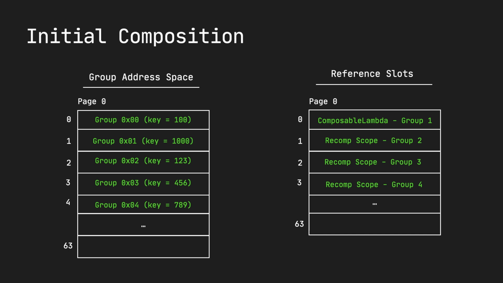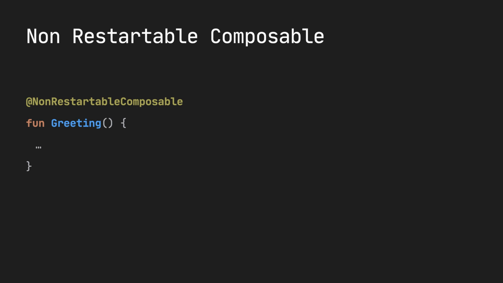So now let's look at other things that come into play when creating groups. So suppose I don't want to create a group. I don't want to create a restart group for a composable function. You would want to do this very rarely. You would want to do this if you have some piece of logic that's not relying on recompositions that will be constant. And so what happens when you provide the annotation non-restartable composable?